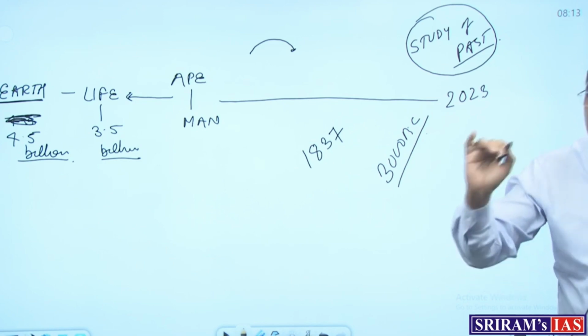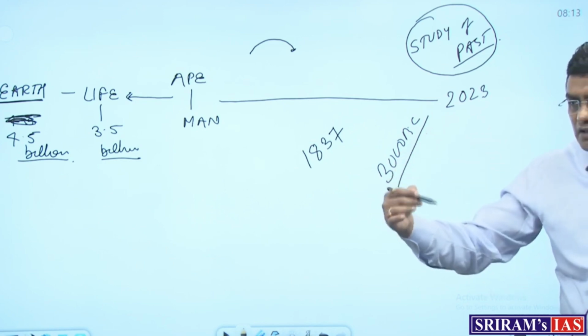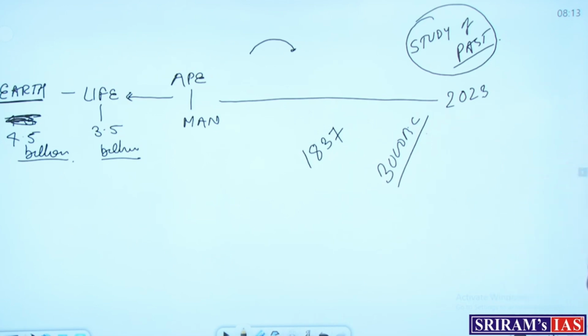Historians making the relevant fact historical and irrelevant fact unhistorical. These are the two definitions of history.